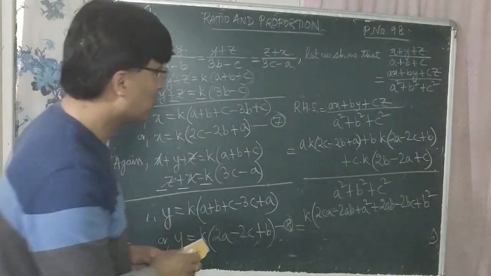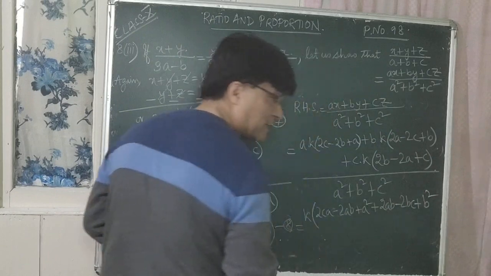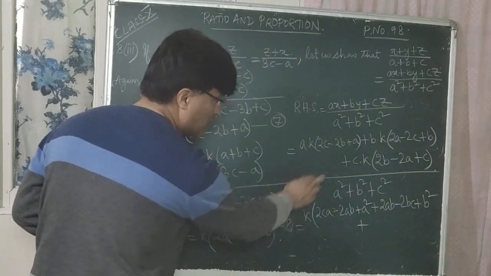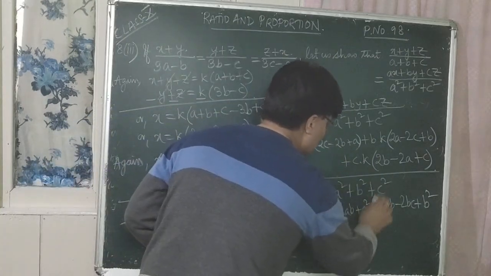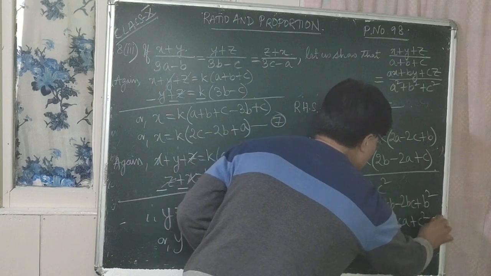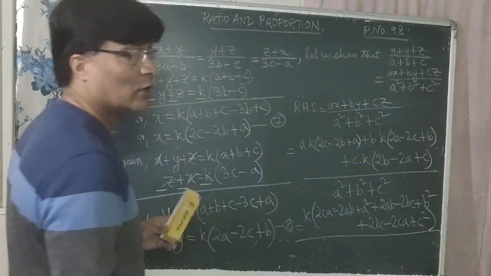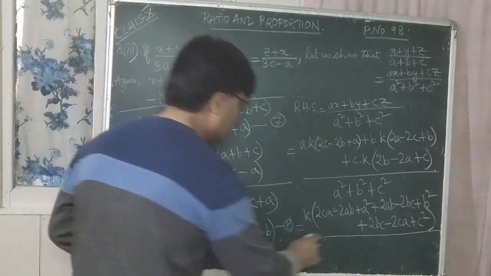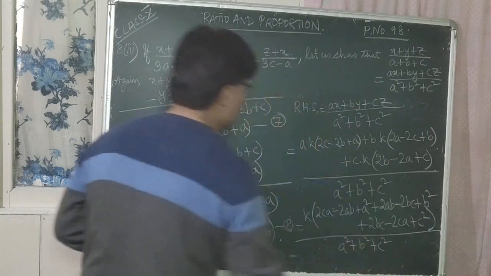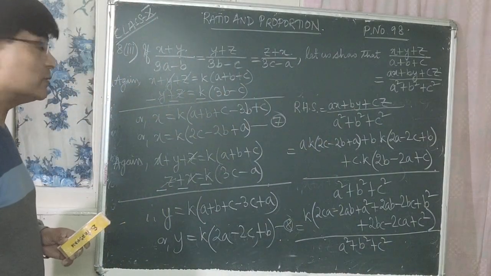Is that clear? Next, since again there is no space there, let us write it in the next step. Plus k is taken common out here. Now multiply by c there. C into 2b, 2bc - 2ca + c². Okay, whole divided by, here bracket is closed. Whole divided by, what do we write here? It is a² + b² + c². So I think you have understood it.